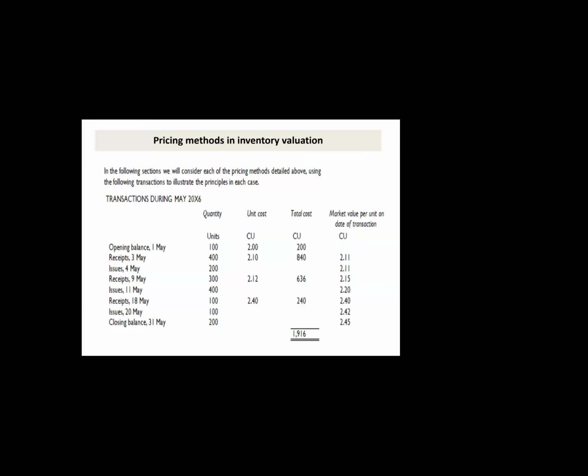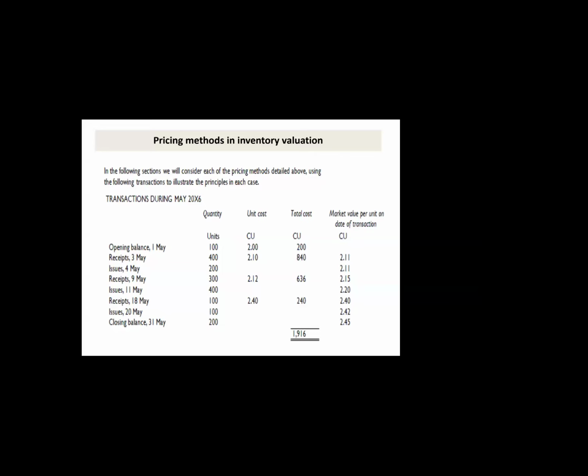420, 200 into 2.10 equals 420, right? And on 18 May, we received 100 at the rate of 2.40, that is 240. So 420 plus 240 equals 660, right? So per unit would be 2.20.